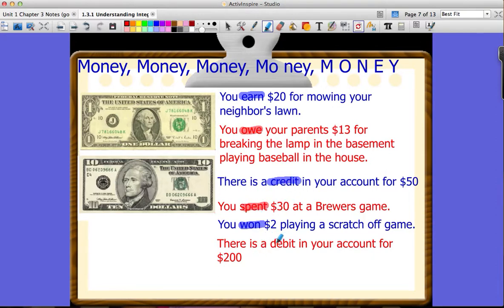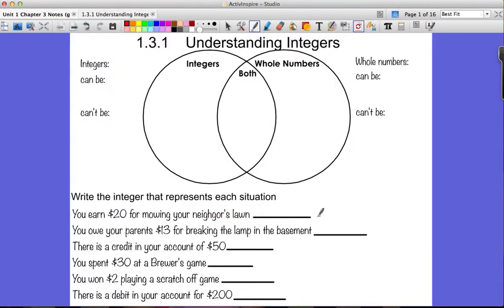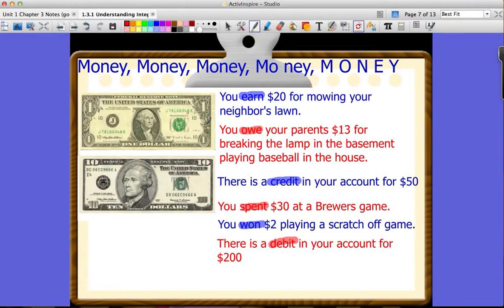And we also have owe, spent, and debit. I want you to take a minute and try to write down the integers that would go with these situations. Okay, you have this right here in your notes. You should already have this filled out from before. And I want you to, on these lines, write down what integer represents each situation. So if I didn't have the words and just had numbers, what would I put down? Go ahead and pause, and when you come back, we'll go over your answers.